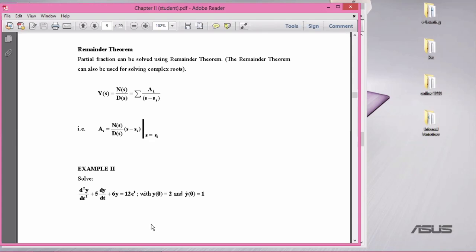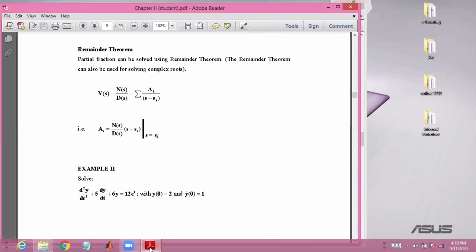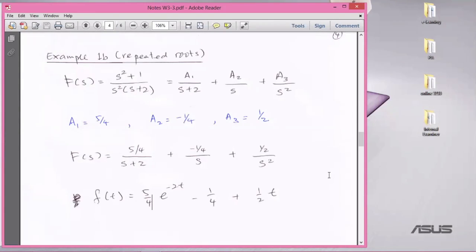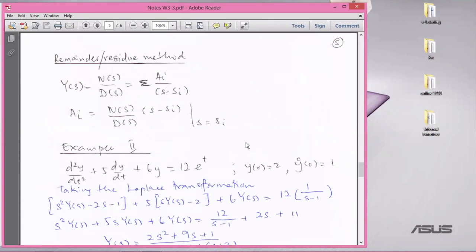All right, but I have the solution ready for you. Okay, the solution is ready. Okay, so this is the remainder theorem. Okay, now let's solve that equation.